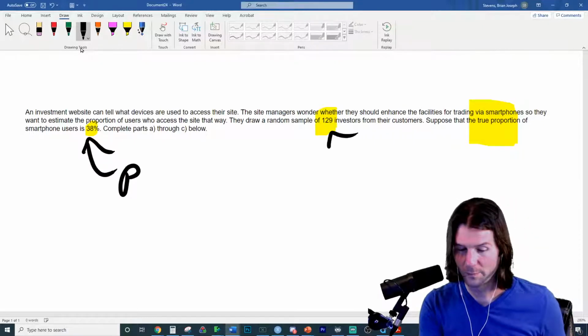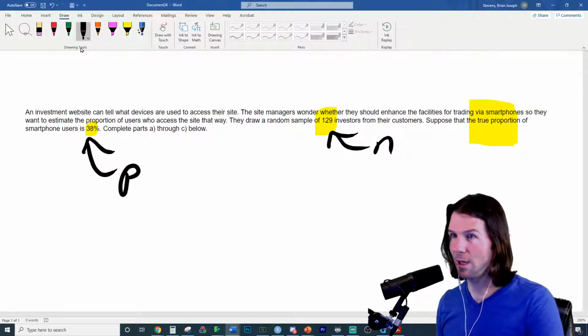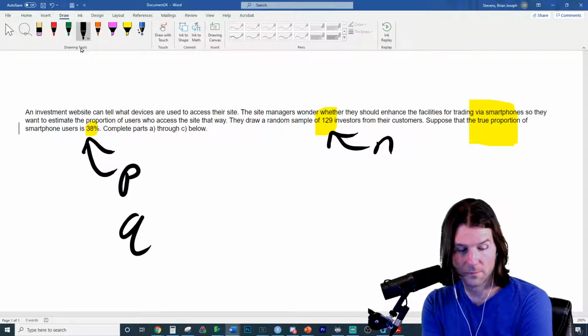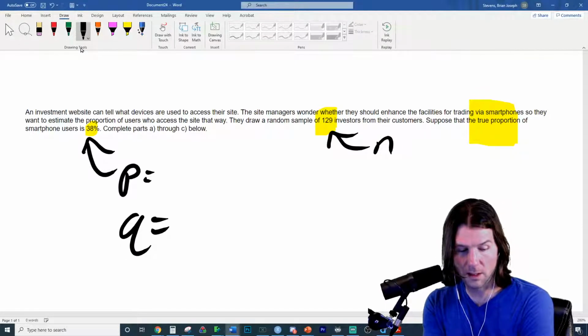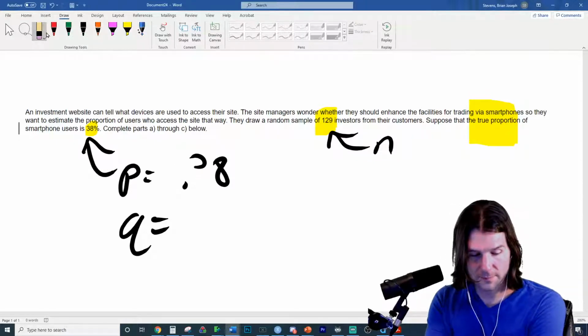Yep, that's P. There we go. So what else would you find right now as soon as you have P? Instantaneously, I'm going to find this. Like if I have P, so we know P is equal to 0.38.